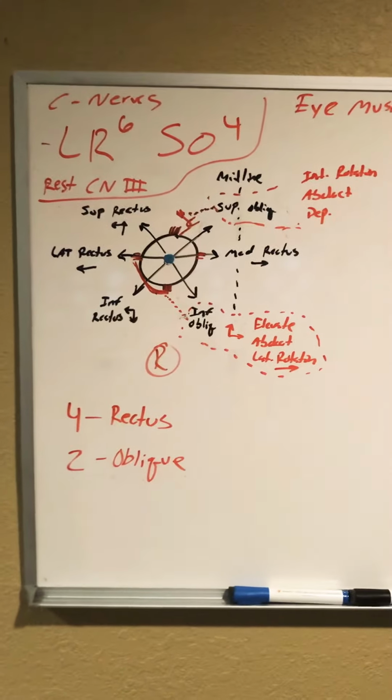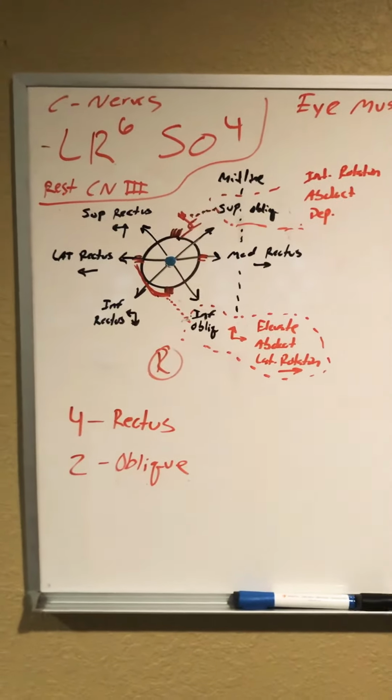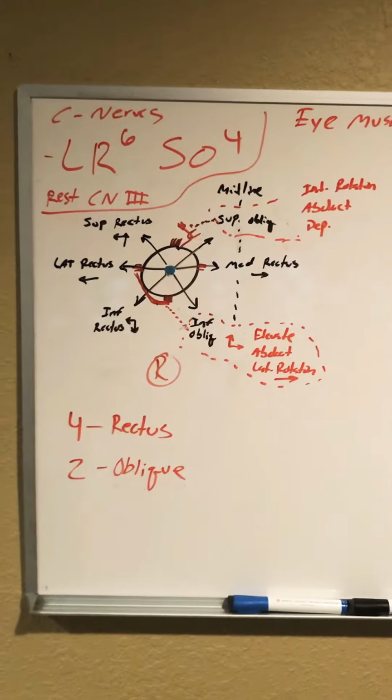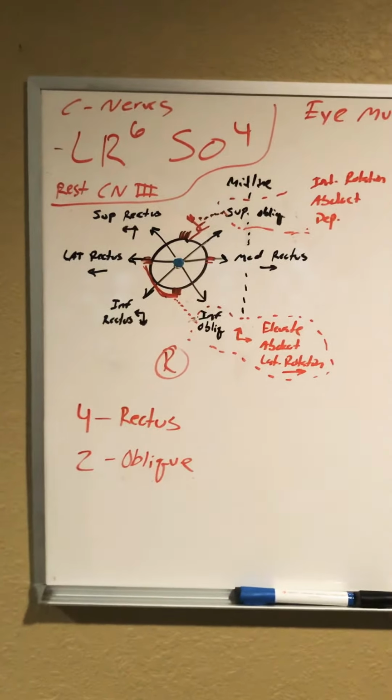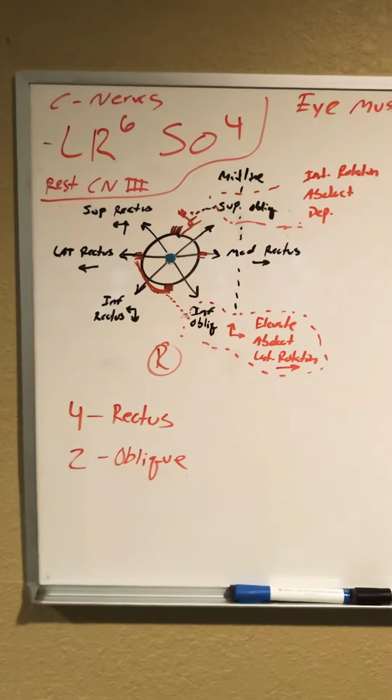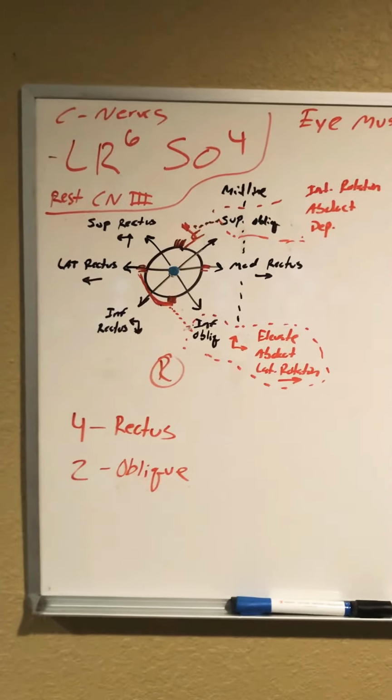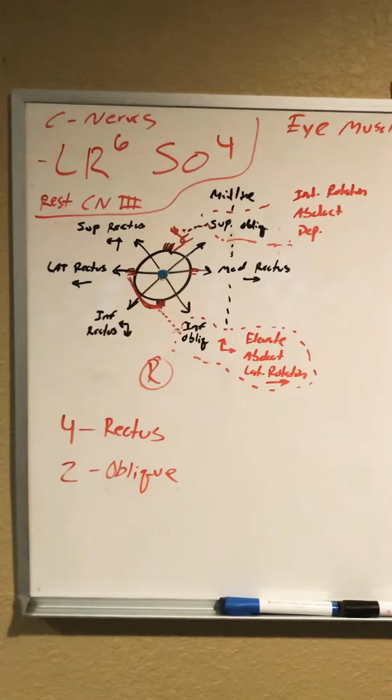LR6SO4, that stands for lateral rectus cranial nerve number 6. SO4 stands for superior oblique cranial nerve number 4. The rest of the eye is cranial nerve number 3. So if you can remember that acronym, the other parts of the eye are very simple with the cranial nerve.